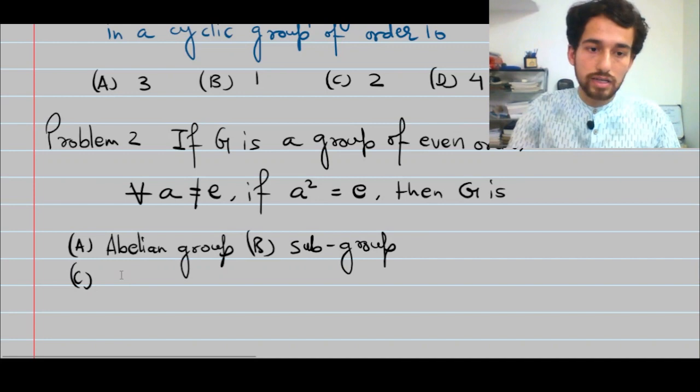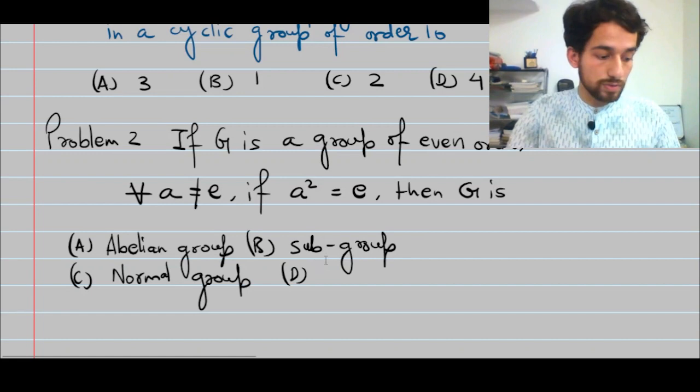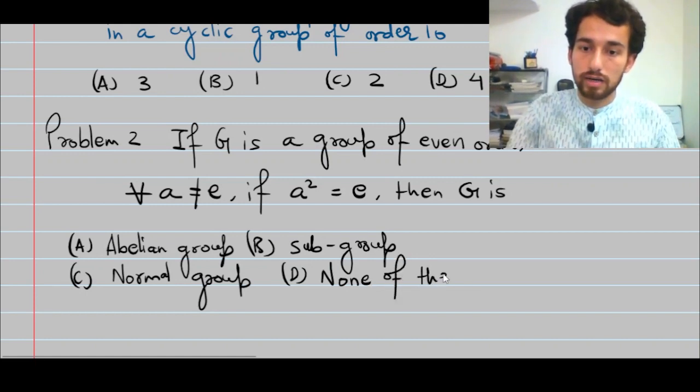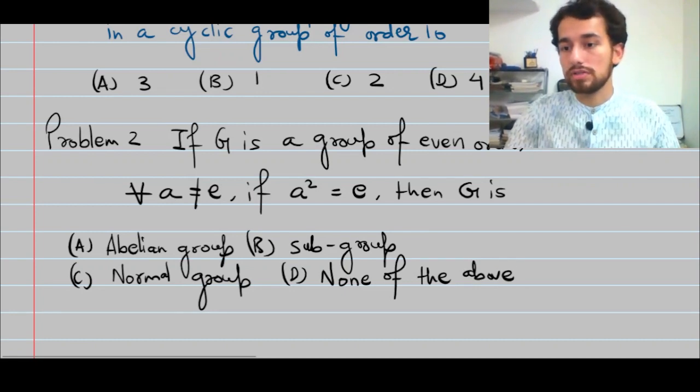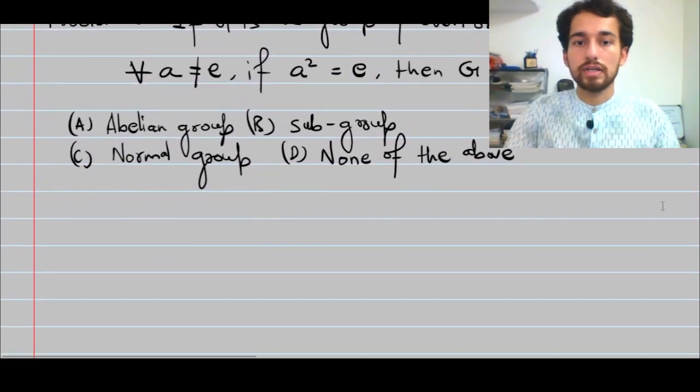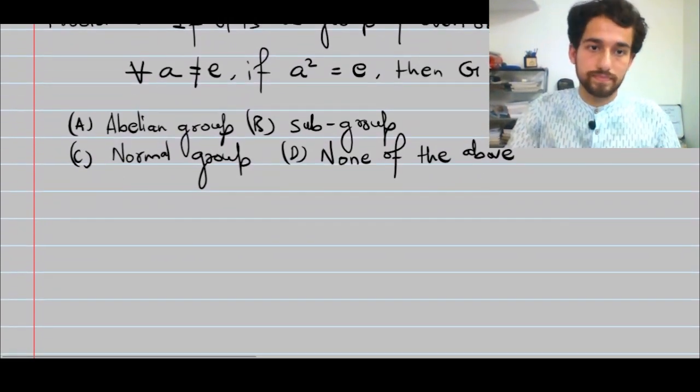Option C is that it is a normal group. You should know what it means for a group to be normal. If you know the normal subgroup test, then it can be a good way to check. Or none of the above. None of the above. So these are the 4 options for this second problem. Let's now move ahead to the third and the final problem of the day.